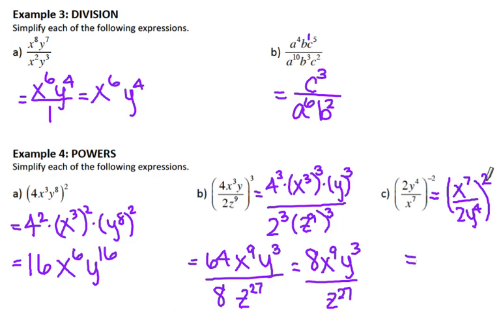Now I'm going to raise each of these to the 2nd power. So x to the 7th squared is going to be x to the 14th. 2 squared is 4. And then y to the 4th squared is going to be y to the 8th. So we have x to the 14th over 4y to the 8th.